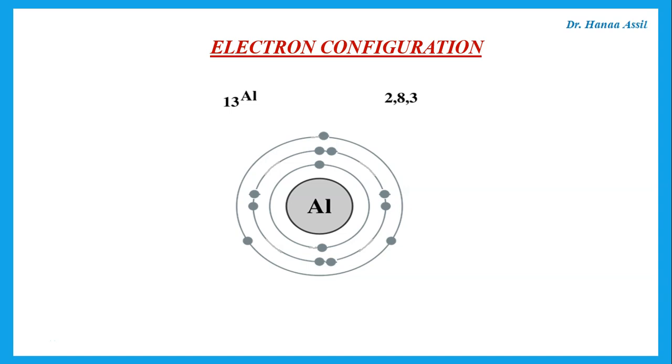Electron configuration means we arrange the electrons. So aluminium has a small number 13. That means it has a total of 13 electrons. Now, how are they distributed? The first shell has 2. The next can take up to 8. And I still have 3 more, so we put them in the last shell.